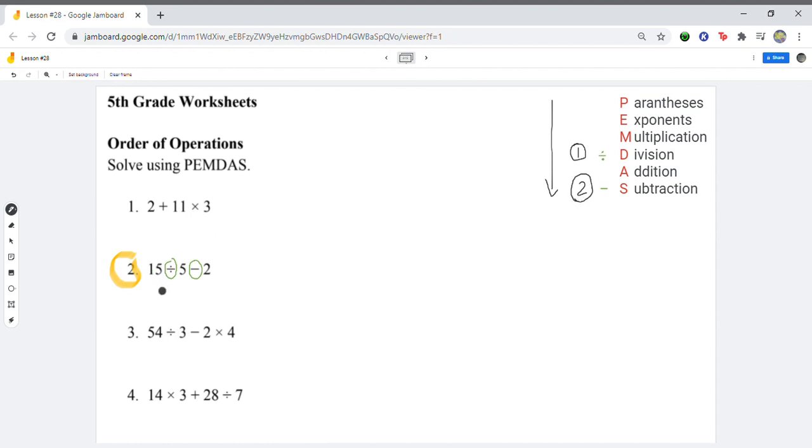So now I'm going to divide it first. 15 divided by 5, we know that is 3. And I'm going to do 3 minus 2. So now we do subtraction, which we get 1. So our answer for number 2 should be 1.